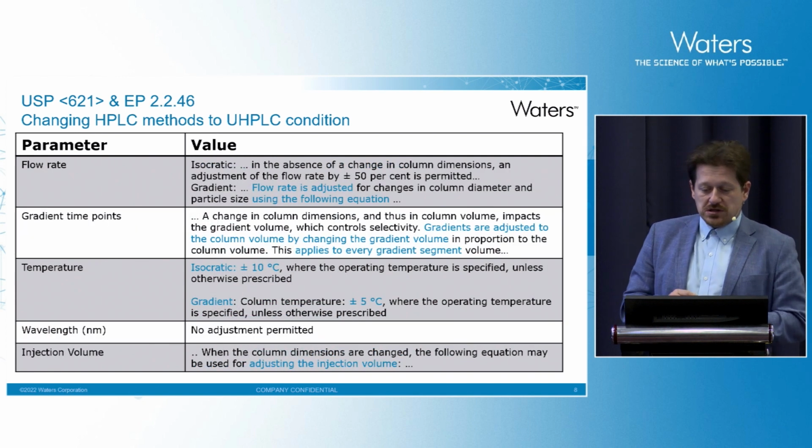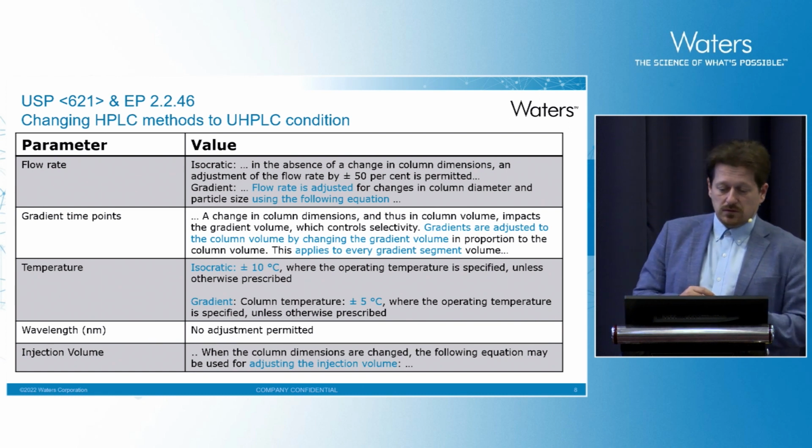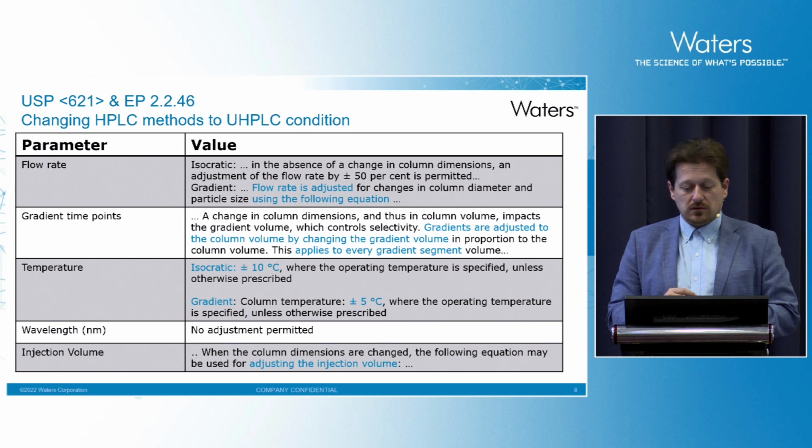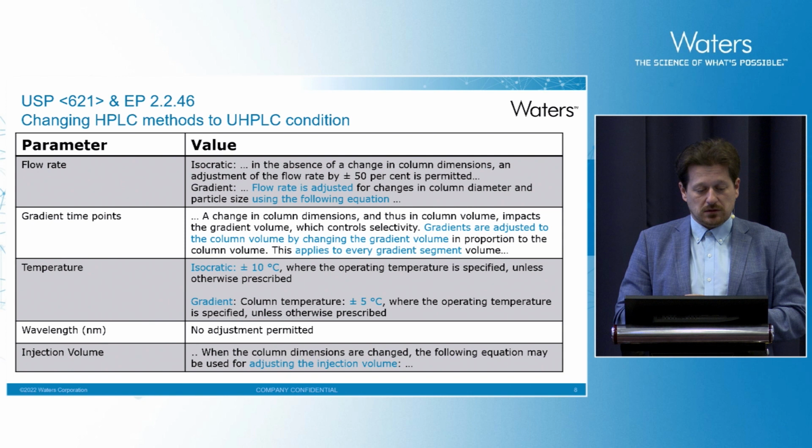The flow rate, as mentioned, has to be adjusted. The adjustment is very easy for isocratic methods, and if it's a gradient method, there is a formula in both books, they're identical. You just type in the start conditions and it computes the end condition based on the particle size that you use. The same applies for the gradient time points.